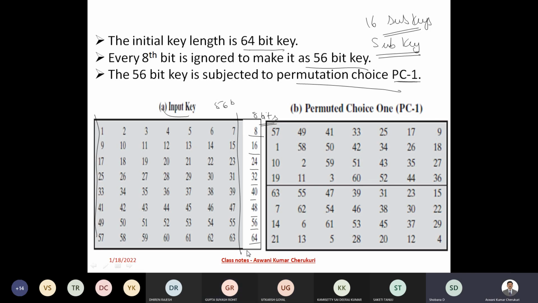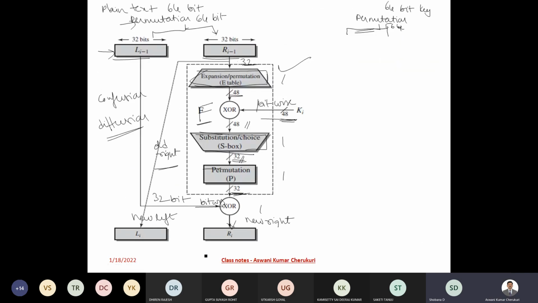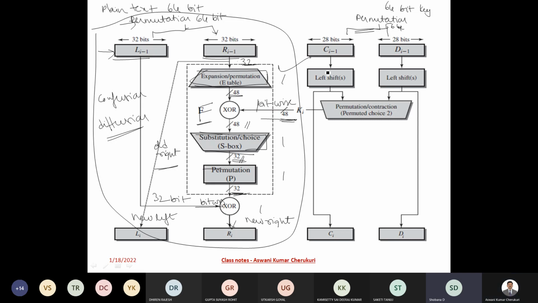So in such case, we are going to discuss the remaining part in the next class. What we will discuss in the next class are these aspects. Remember, we have completed this part, the whole part, and this part is remaining, to generate the subkeys. So in the next class, we would be talking about the key generation.